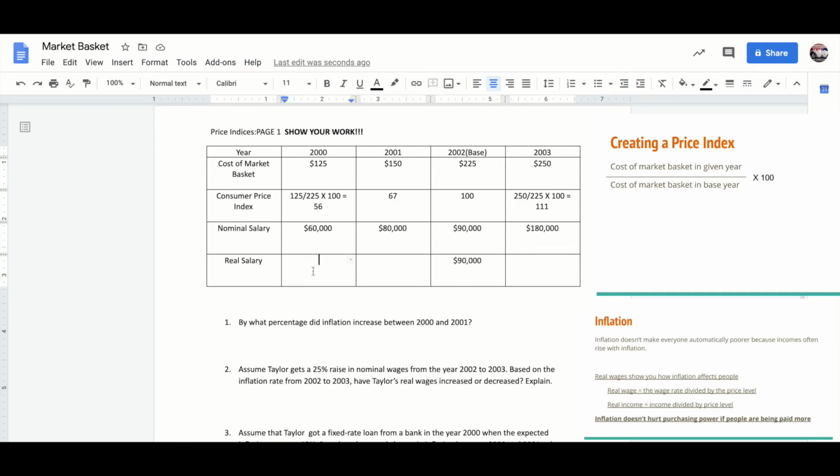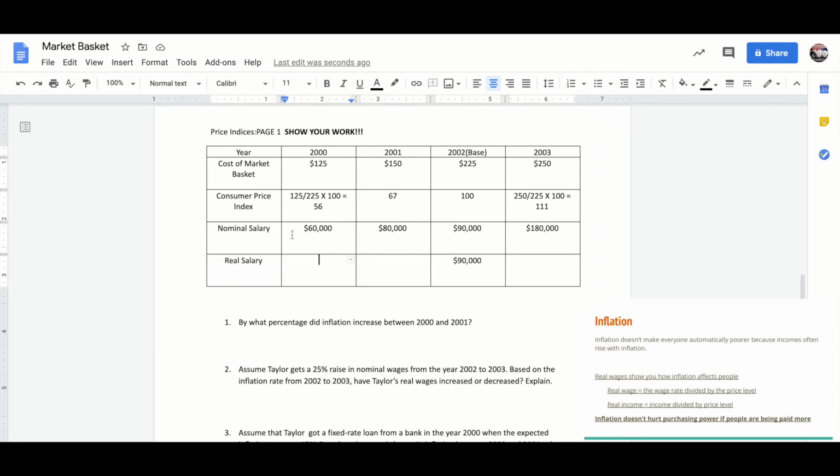Now we can use that to calculate our real salary. If we go back over to the notes that I showed you earlier, to get our real wages, you take your wage rate and divide it by the price level. Nominal salary is our wage rate. You take your nominal salary and divide it by the price level. CPI 56 is our price level, so it's 60,000 divided by our price level, 56, times 100, and let's see what that comes out to.